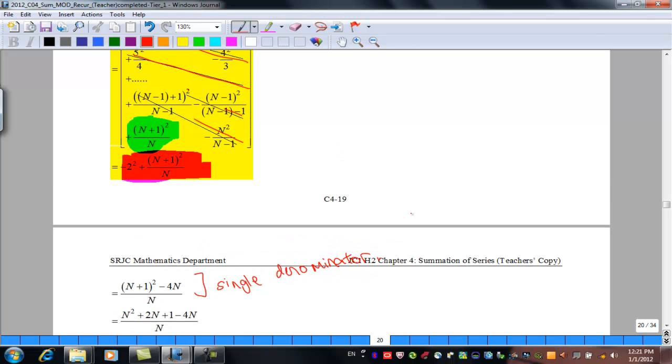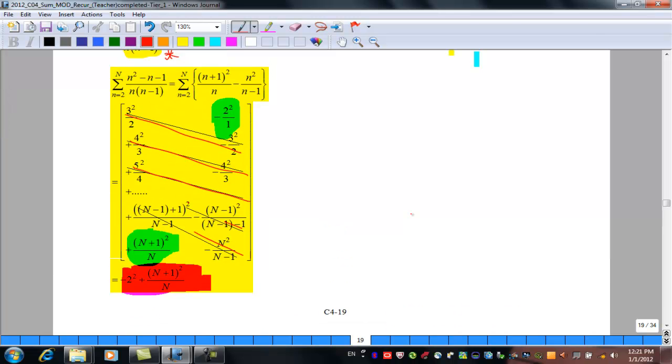So before I round up today's lecture, once again, let's just do a quick recap of the important points to note for this method of difference. For method of difference to apply, firstly, there must be a difference of two similar terms. Secondly, it must be a sum.